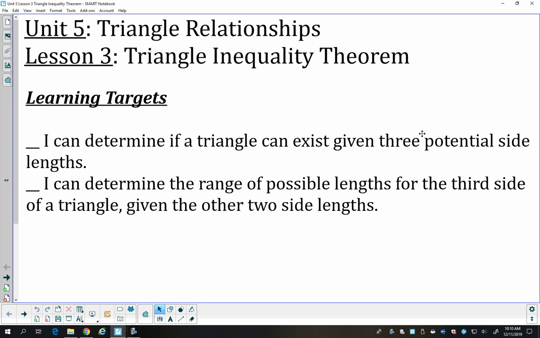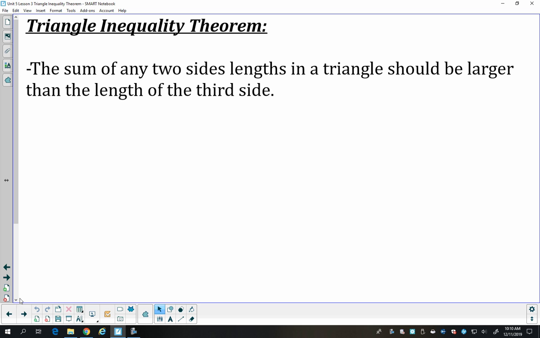Hey y'all, today we're going to talk more about the sides in triangles, and we're going to talk about the triangle inequality theorem. So the triangle inequality theorem tells us if we're trying to build a triangle and we want to know if three side lengths will be able to make a triangle.